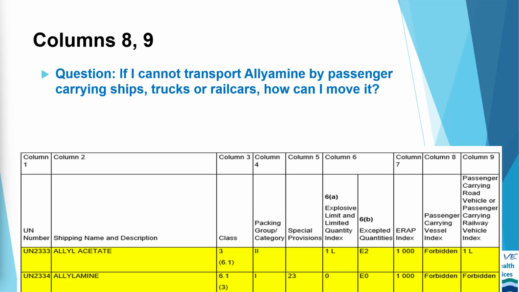A question now. If I cannot transport allylamine, the second entry, by passenger-carrying ships, trucks, or rail cars, how can I move it? Well, the devil is in the details. The limits are on passenger-carrying modes. If you don't carry passengers, then columns 8 or 9 do not apply.